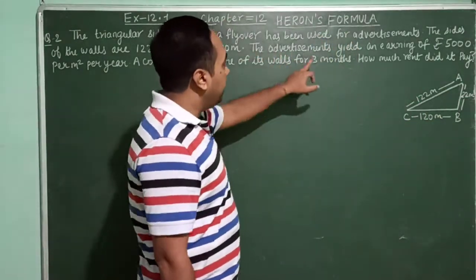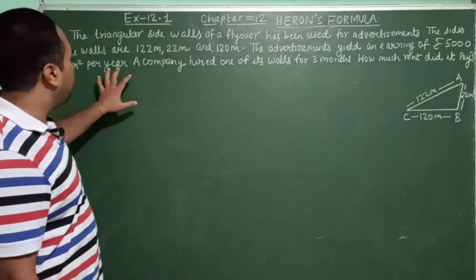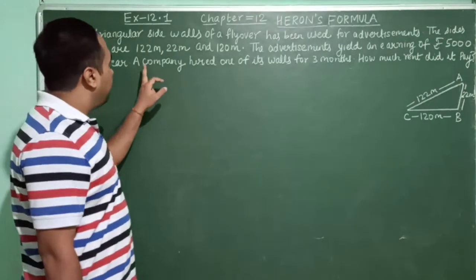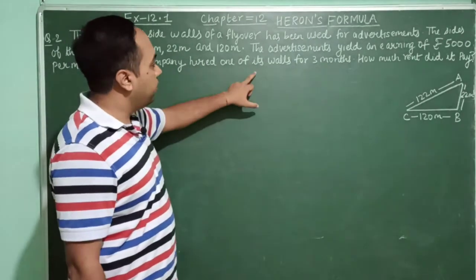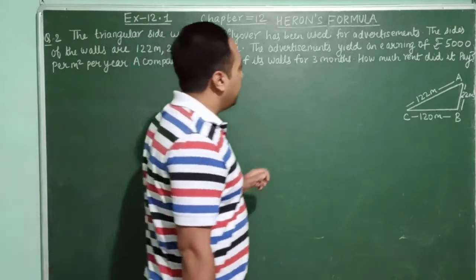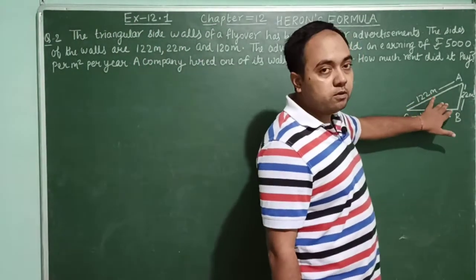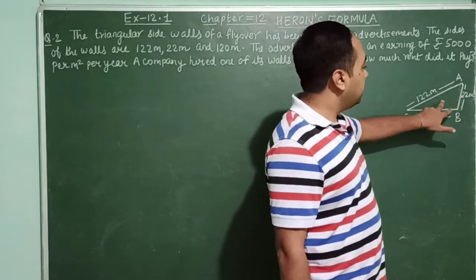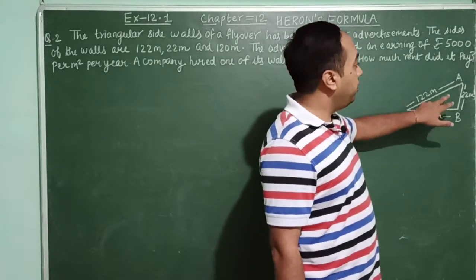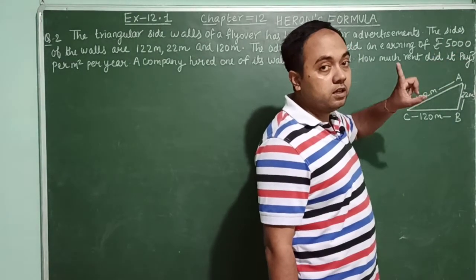The advertisement yields an earning of rupees 5,000 per meter square per year. A company hired one of its walls for 3 months. How much rent did it pay? The question is saying that if a company wants to hire this wall for 12 months, how much do they need to pay? They need to pay rupees 5,000 for 1 meter square.